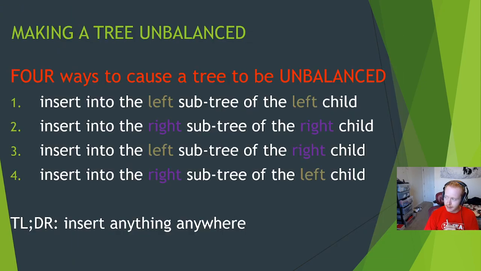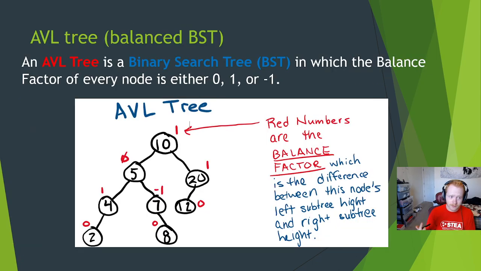How can we make a tree unbalanced? So 4 different ways. We can insert into the left subtree of the left child, the right subtree of the right child, the left subtree of the right child, and the right subtree of the left child. If we're inserting, chances are we are making it unbalanced. This is a better thing to remember than all 4 of these. So, how do we fix it? I lied. It's not the next slide.